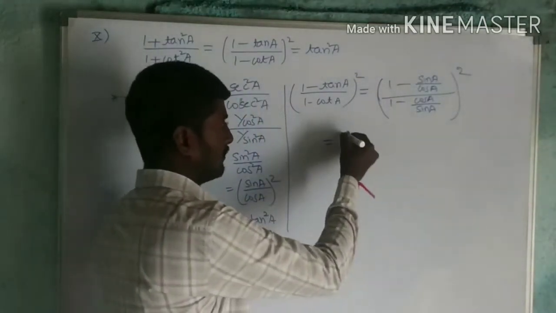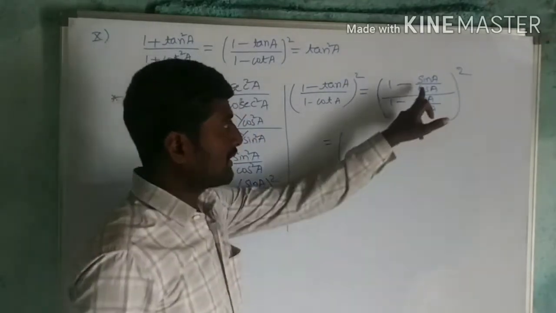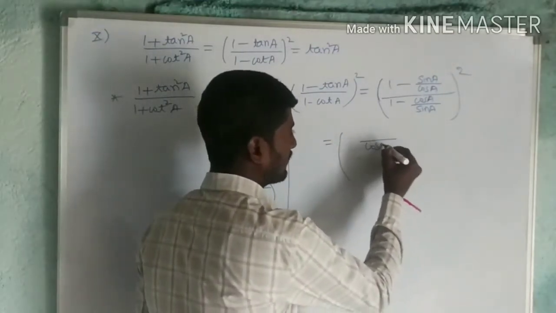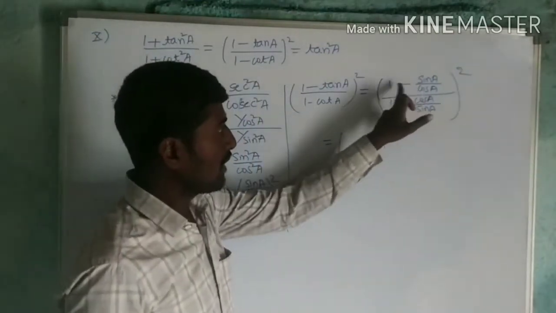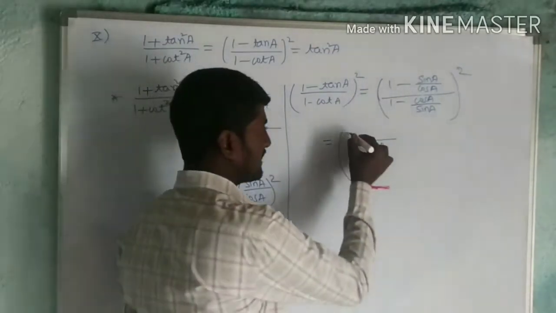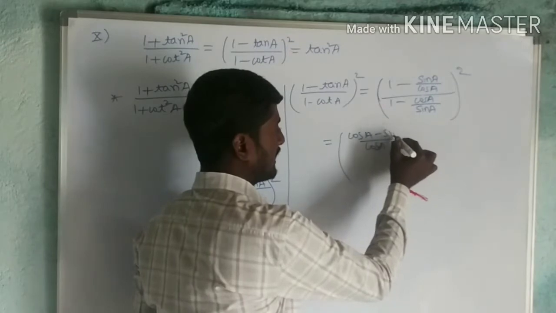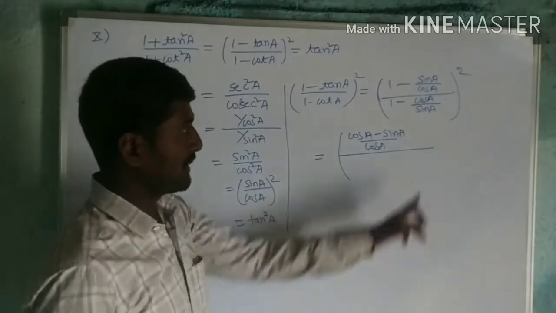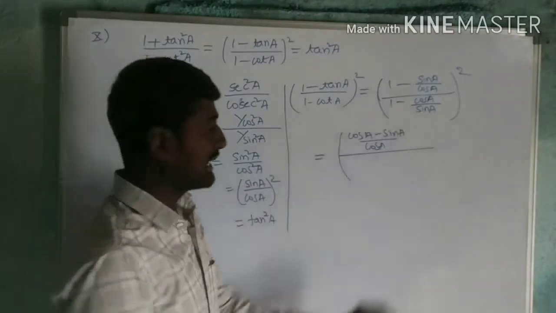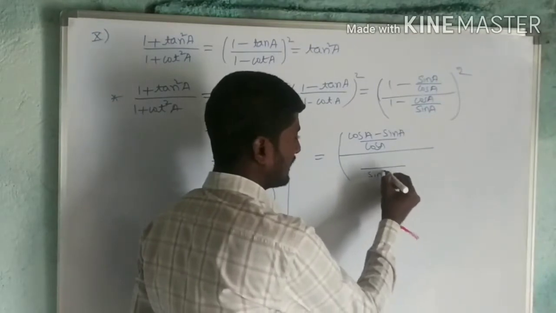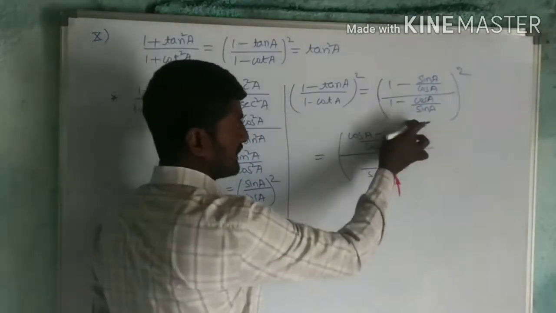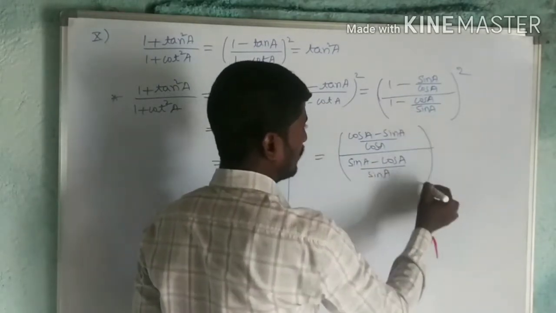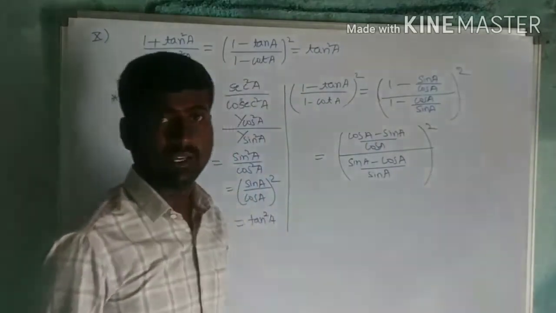Now this is equal to, for the numerator here you can take common LCM as cos A. Then cos A minus sin A, after taking LCM, whole divided by. Here also same, here the LCM will be sin A. Now this will be sin A minus cos A. Then whole square is there.